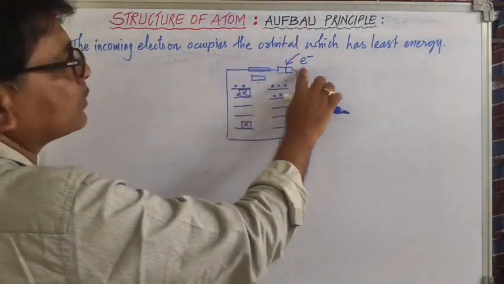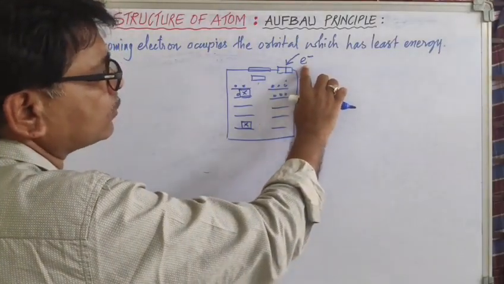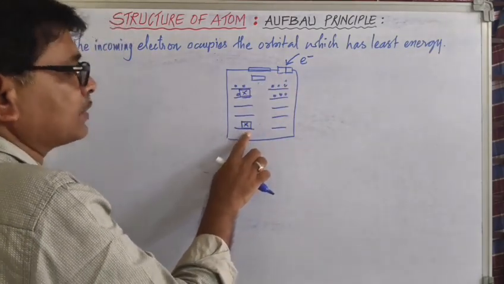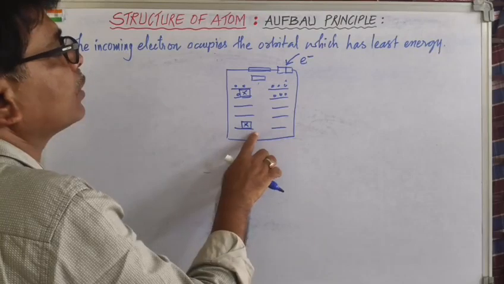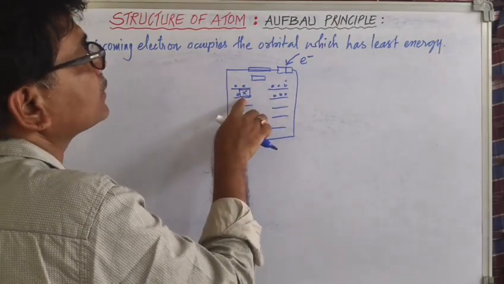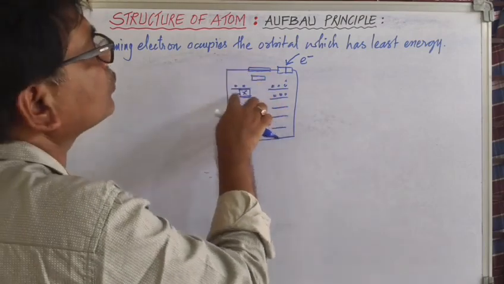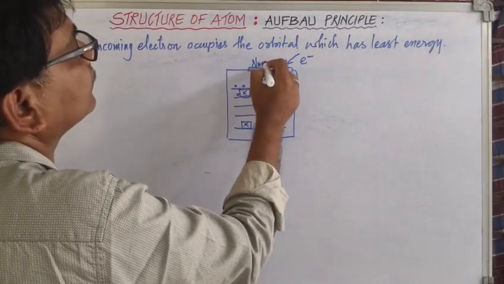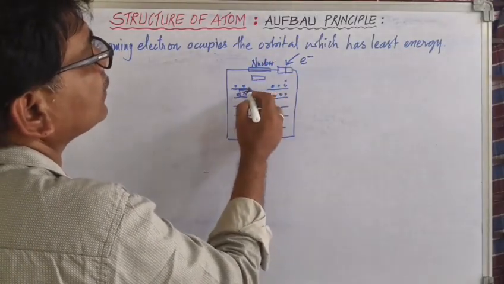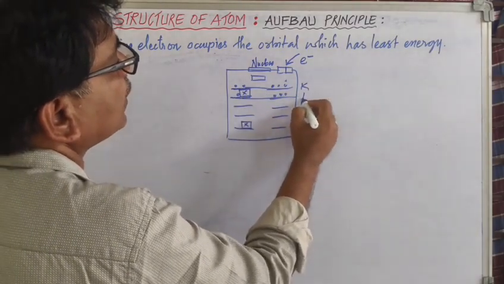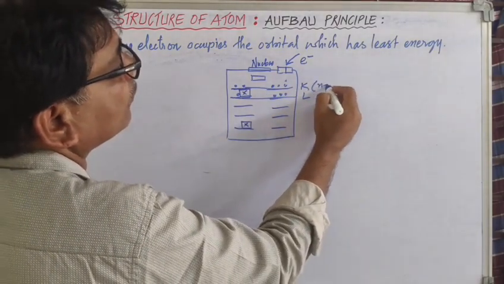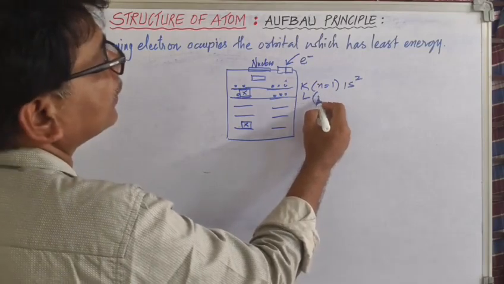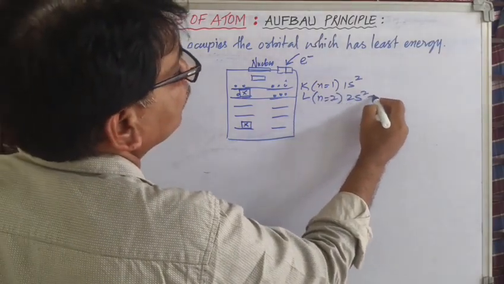Suppose this fellow is an electron. The teacher is saying not to sit at his place in the last bench. Instead, the teacher is asking him to sit in the benches very close to the board. What shall we treat this board as? Board is nucleus. This is K shell, this is L shell. K shell is n equal to 1, where you will find 1s. And L shell is n equal to 2, where you will find 2s and 2p6.